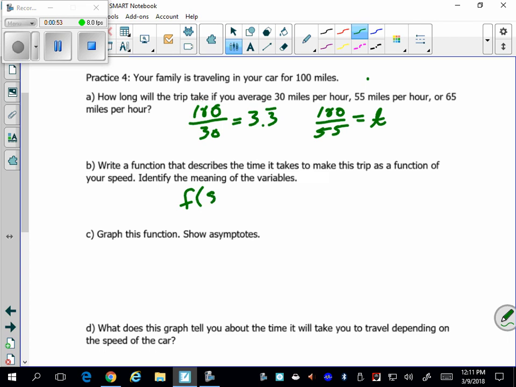So if we got the function of speed equals the distance over your speed, so 100 over however fast you're going. So it's a function of your speed. The left side here, that is your time, and on the right side, this is distance over speed. Graphing functions don't care so much about that.